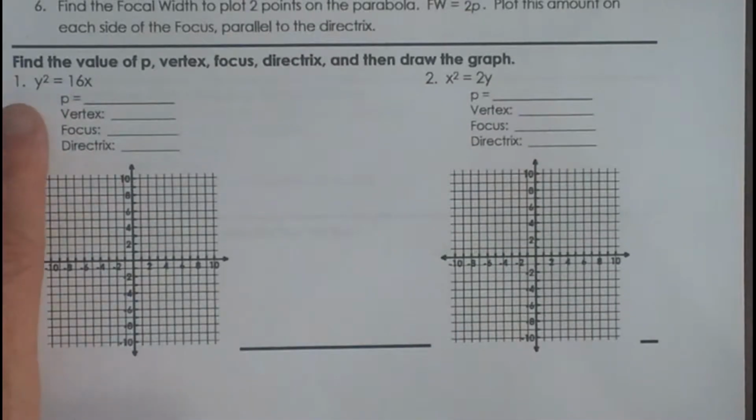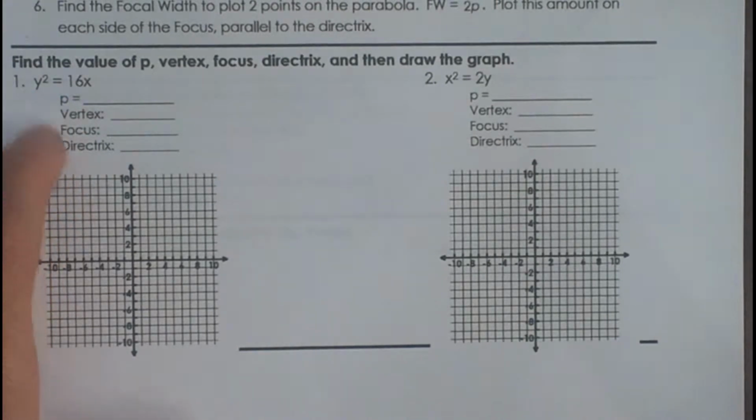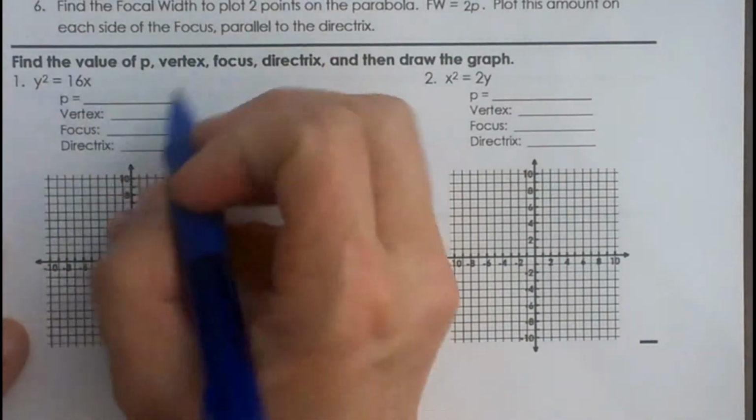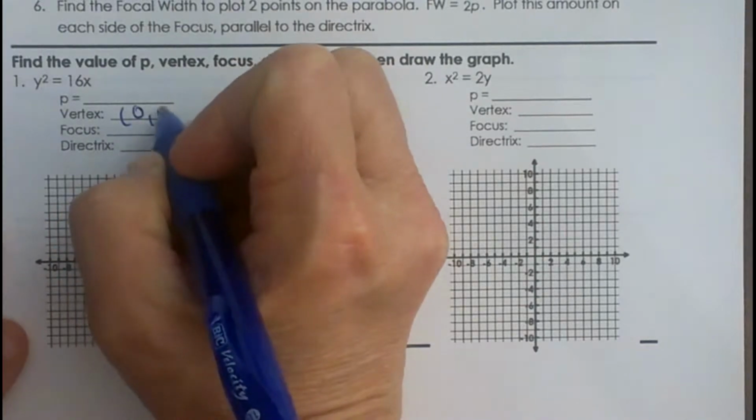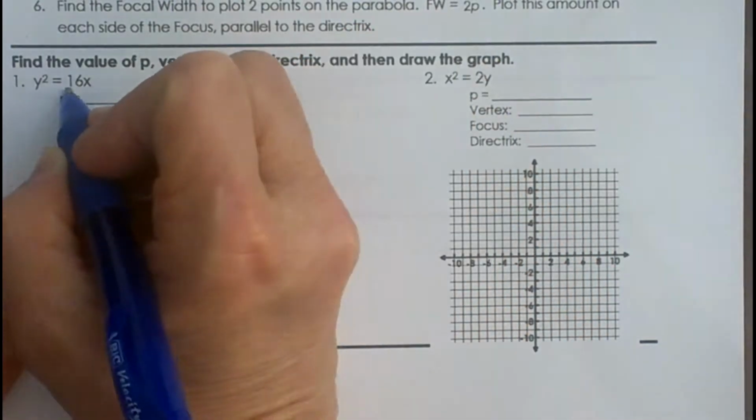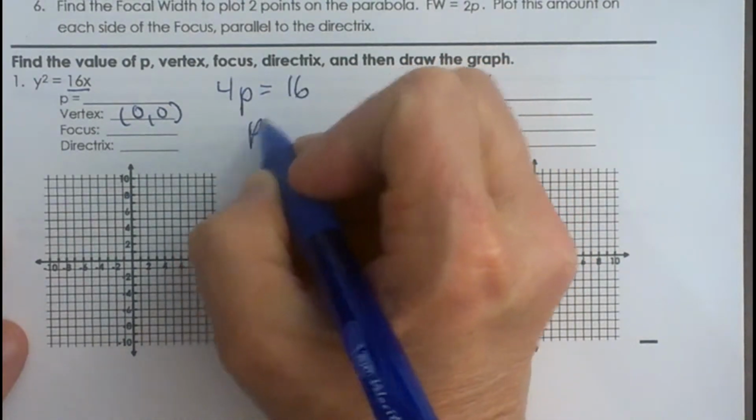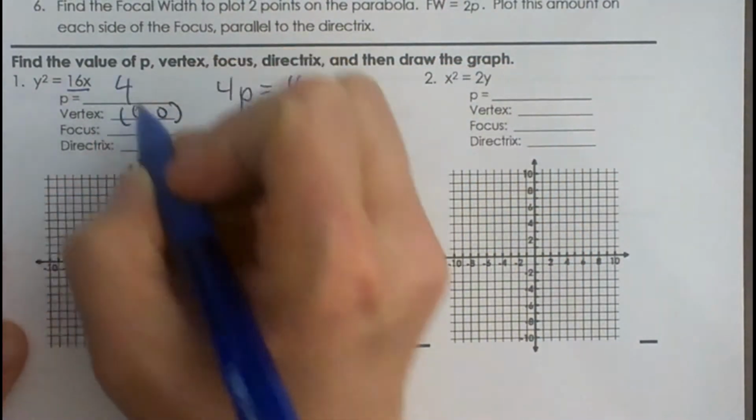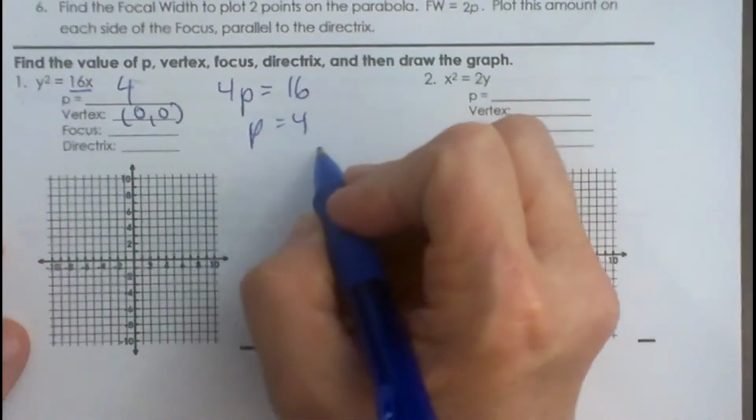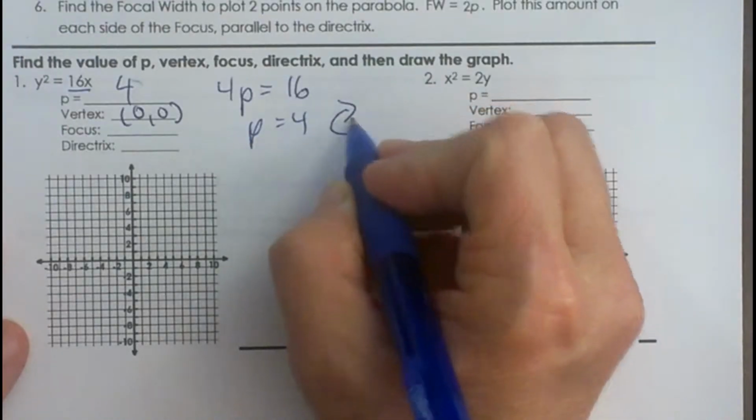Okay, let's finish up graphing these parabolas. The first one we're going to look at is a y squared. Okay, y squared equals 16x. As you can see, there's nothing added to x or y, so our vertex is still at 0, 0. 4p is equal to the coefficient 16, so p is positive 4. That means if it's a y squared and it's positive, which way is it facing? It's facing to the right.